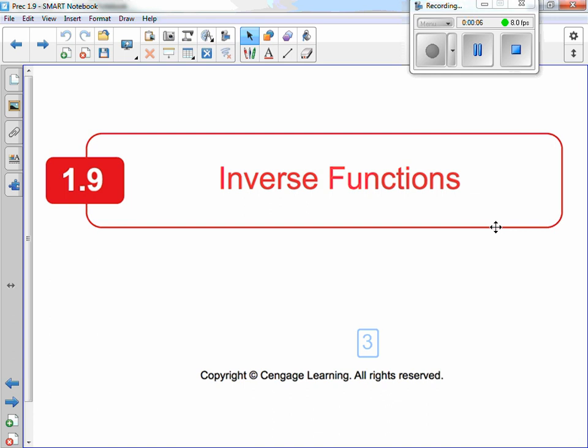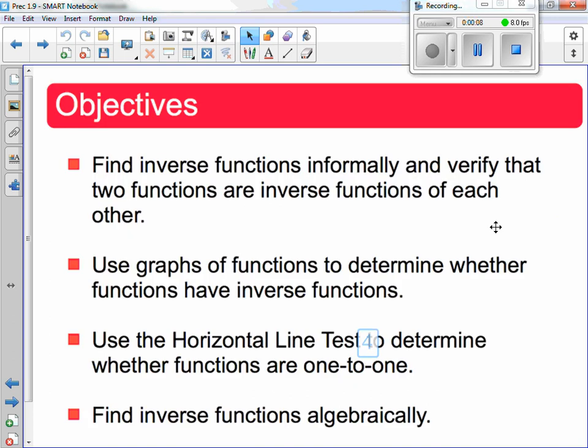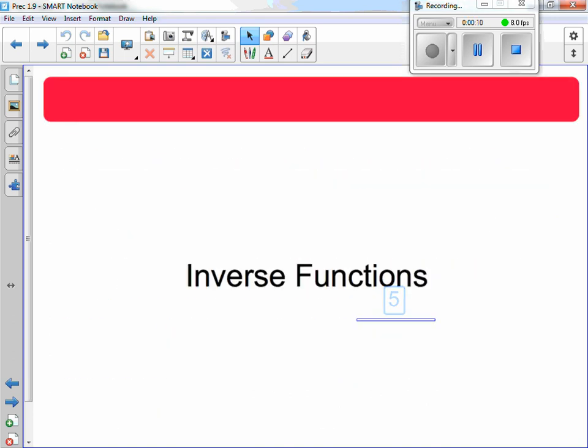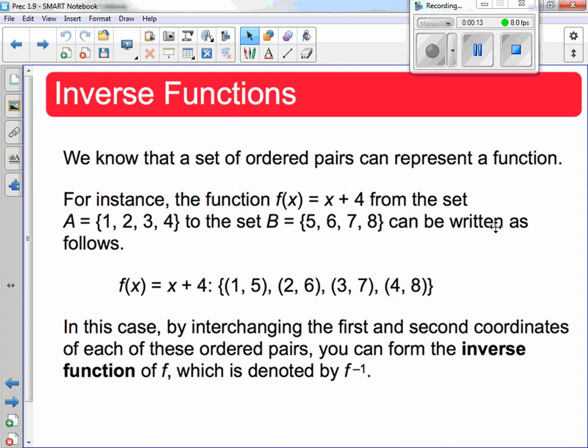1.9, Inverse functions. Y'all have done inverse functions before. We've done them in Algebra 2. So we know that an ordered pair can represent a function. For instance, f of x equals x plus 4 from the set 1, 2, 3, 4, 5, 6, 7, 8. Because 1 would go to 5, 2 would go to 6, 3 would go to 7, 4 would go to 8. Yes? Because 1 plus 4 is 5, 2 plus 4 is 6, 3 plus 4 is 7, and 4 plus 4 is 8. So we get these ordered pairs.